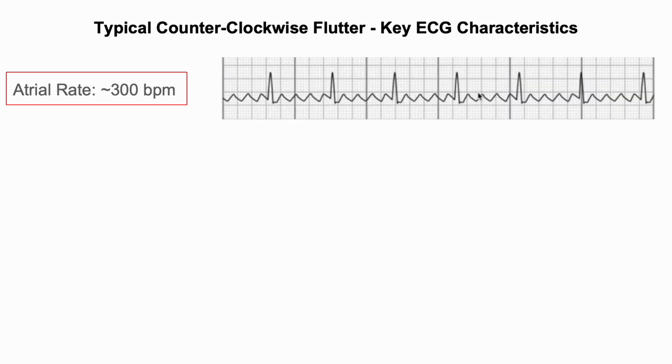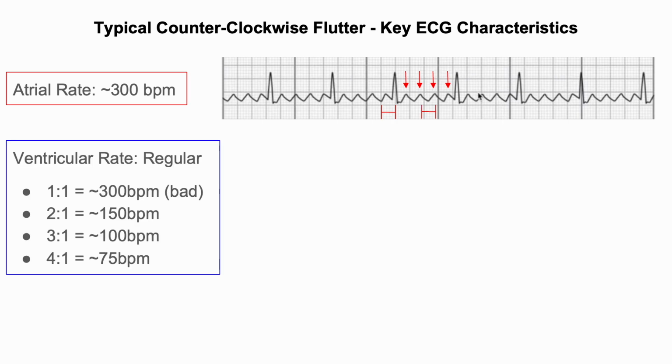So with typical clockwise flutter, which is our most common type of flutter, we have some key EKG characteristics. First of all, our atrial rate is around 300 beats per minute. Remember that flutter is a macro reentrant circuit, and thus our atrial rhythm is fairly regular. An atrial rate of 300 is relatively specific for flutter and is seen for the most part across all types, not just our typical clockwise flutter.